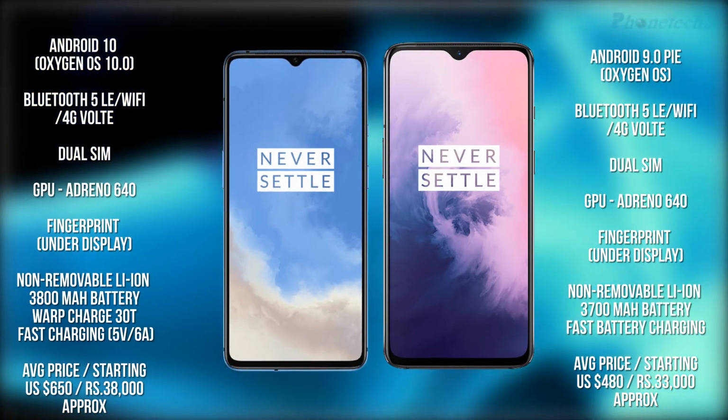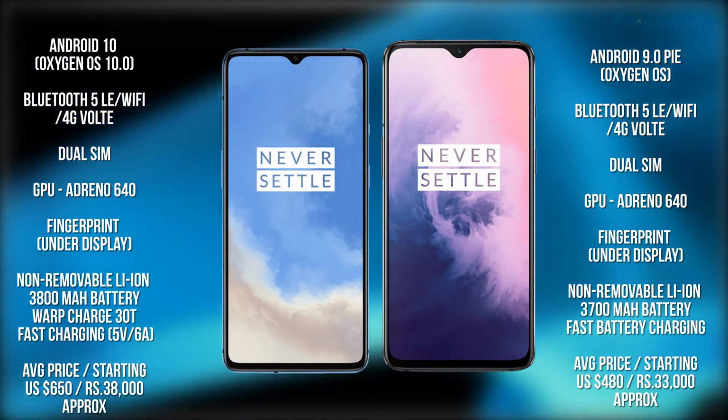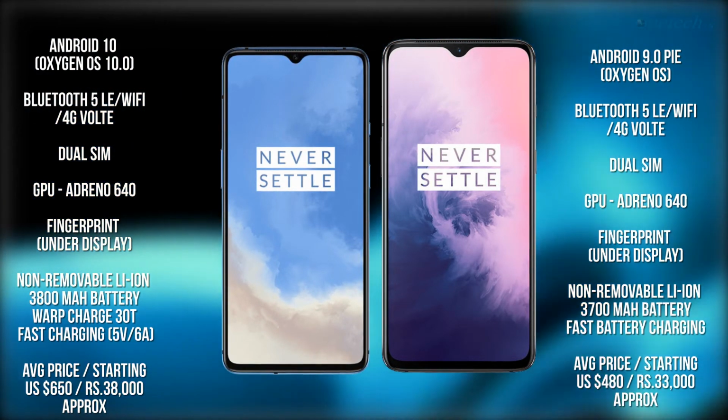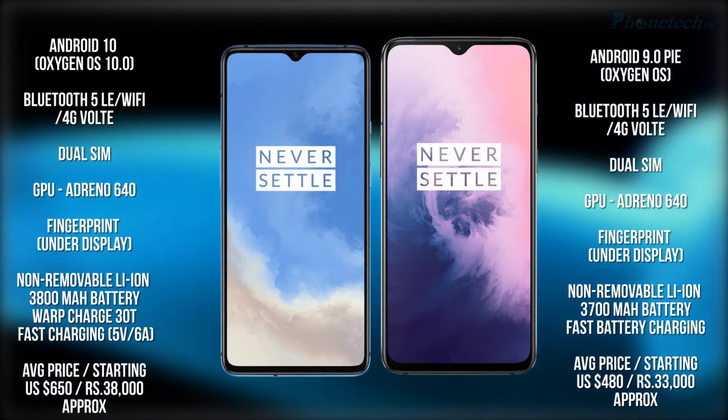And talk about the battery. OnePlus 7T has a 3800 mAh battery with fast battery charging, and on the other side you will get a 3700 mAh battery with fast battery charging.